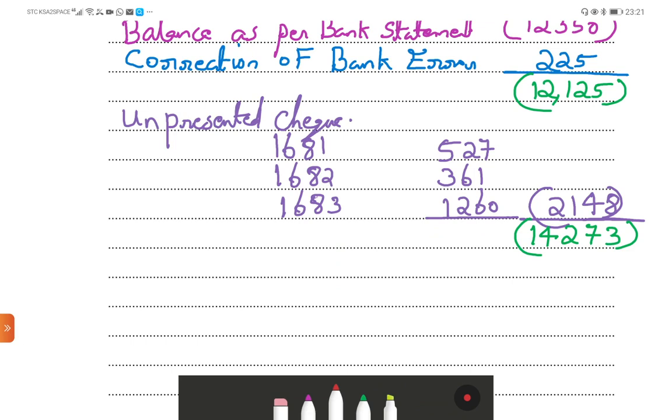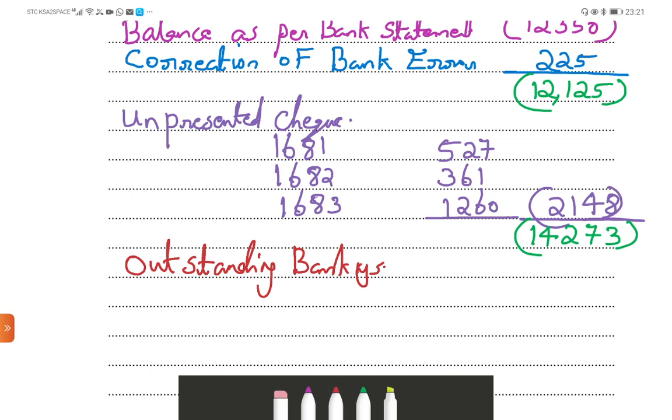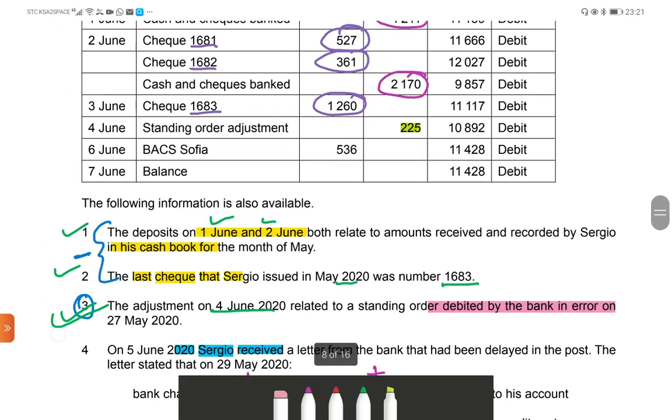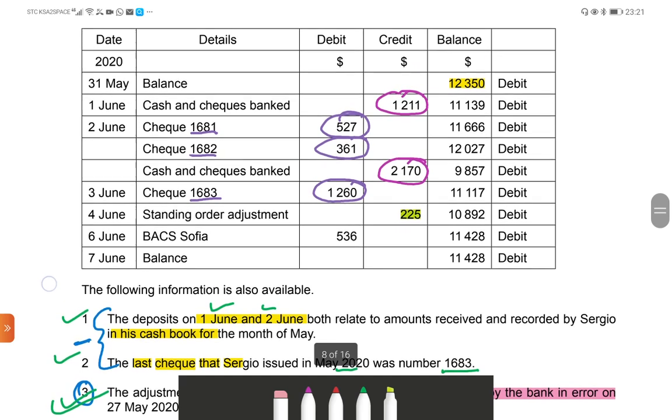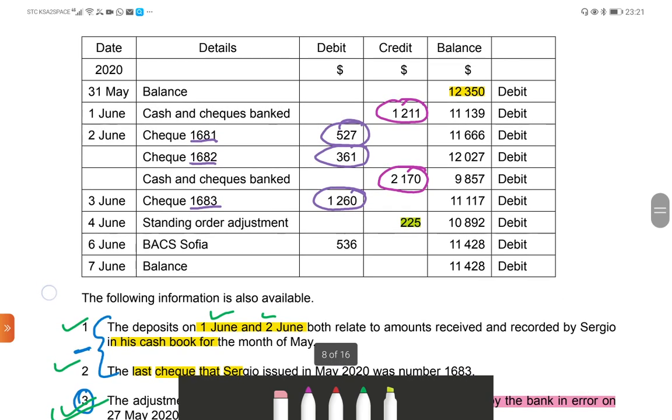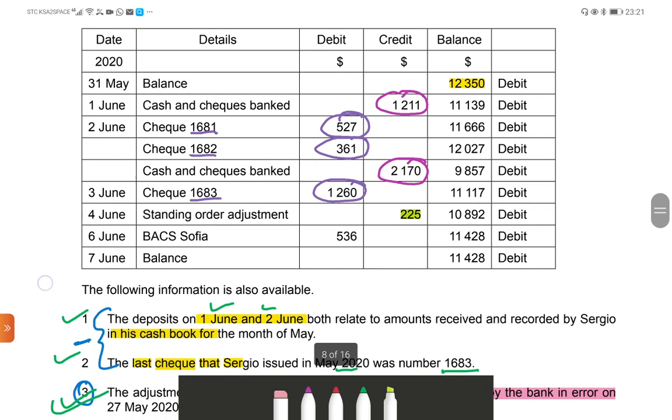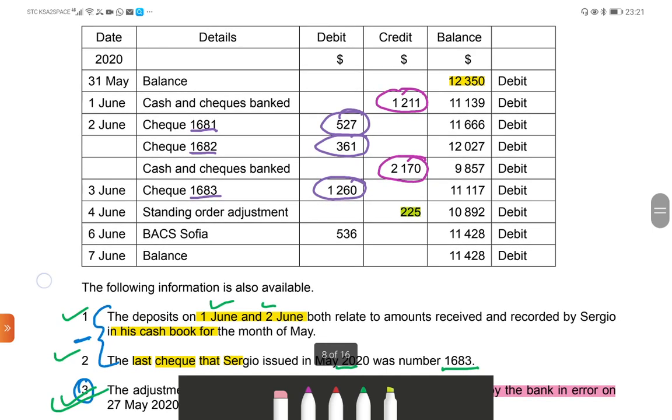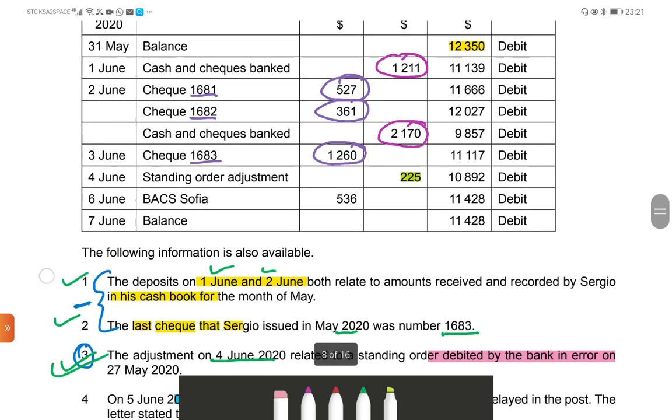Outstanding bankings. First, here they are given. Outstanding banking is 1211 and 2107, 1st June and 2nd June.